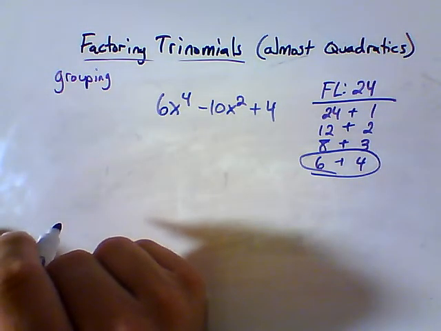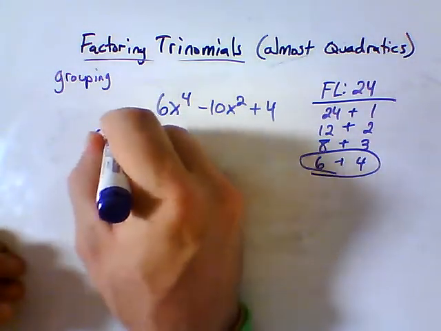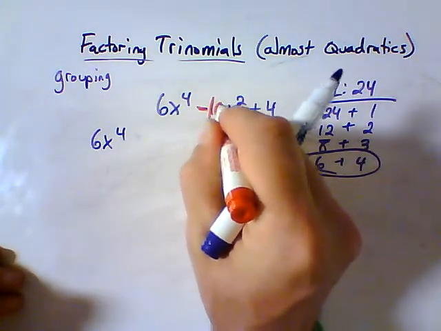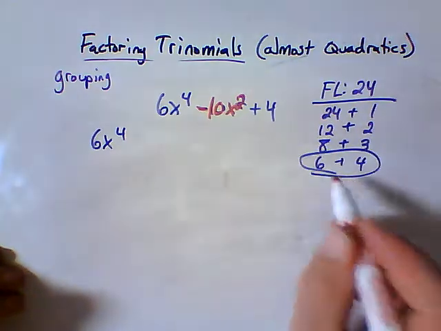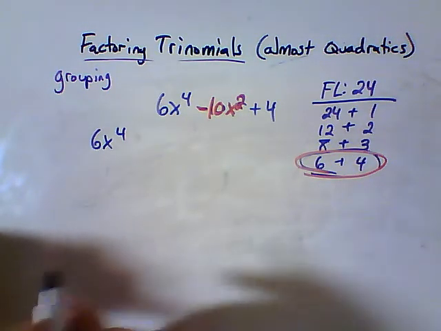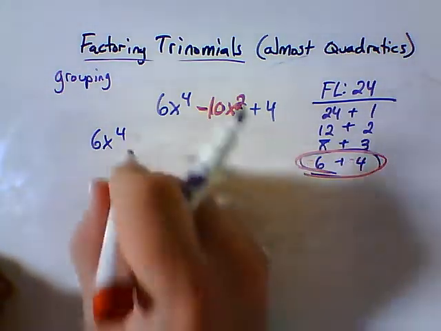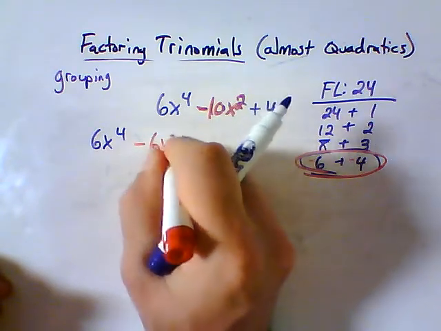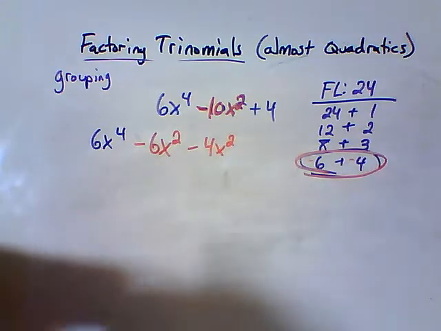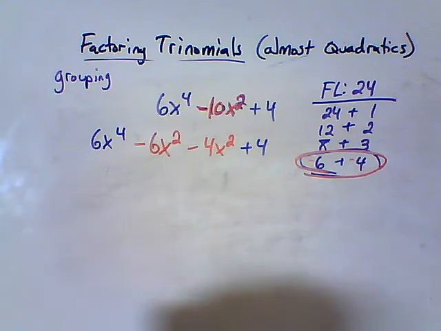I'm going to do this one through grouping, right? So now I'm just going to keep that guy, 6x to the 4th. What I'm doing is rewriting this negative 10x squared as those two things. I'm undoing math. Alright? So they have to add to negative 10, so they're both going to be negative. So it's going to be minus 6x squared minus 4x squared plus 4. Colors make grouping so much easier, by the way.